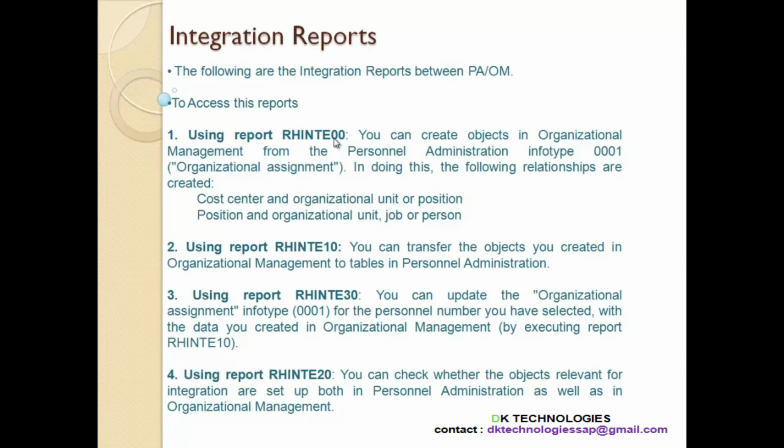Now the three reports, number 2, 3, and 4, are used when you transfer the data from OM to PA. So the first report is RHINTE110. This report transfers the objects you created in OM into the PA tables, because each module in SAP, like PA module is one of the sub-modules of SAP HCM, and OM is one of the sub-modules of SAP HCM. Each of these sub-modules will have its own tables. They will have their own tables for the data.